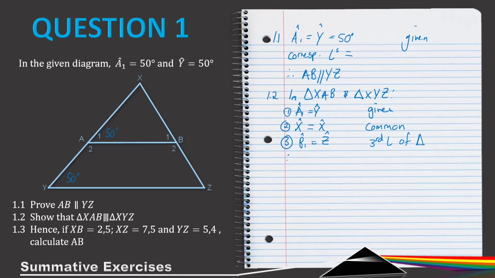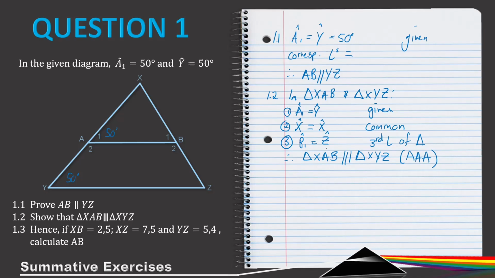And then we have our three reasons. So therefore, triangle XAB is similar to triangle XYZ. And this part here is important, that the order is correct. The first X corresponds to that X, A is equal to Y, B is equal to Z. That's very important that the order is correct there. And then our reason is three angles, so it's angle, angle, angle.